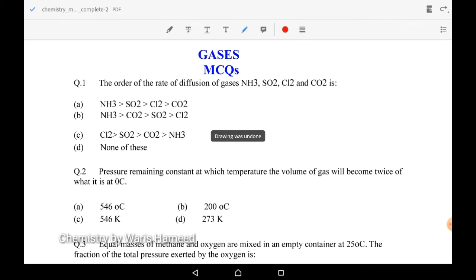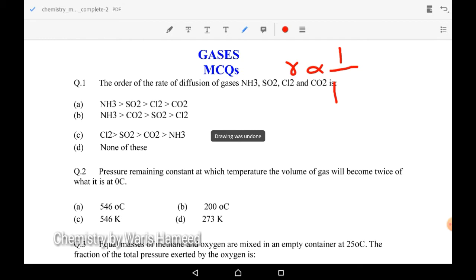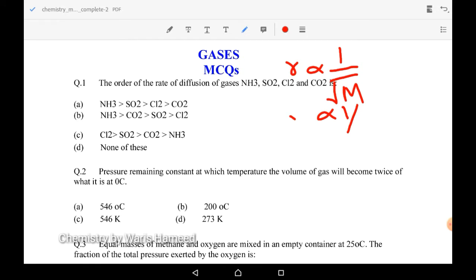According to Graham's law of diffusion, the rate of diffusion of any gas is inversely proportional to the square root of its molar mass. Another definition of Graham's law is that the rate of diffusion or effusion is inversely proportional to the square root of its density. Now if any gas has lesser molar mass, then it will have greater diffusion or effusion.